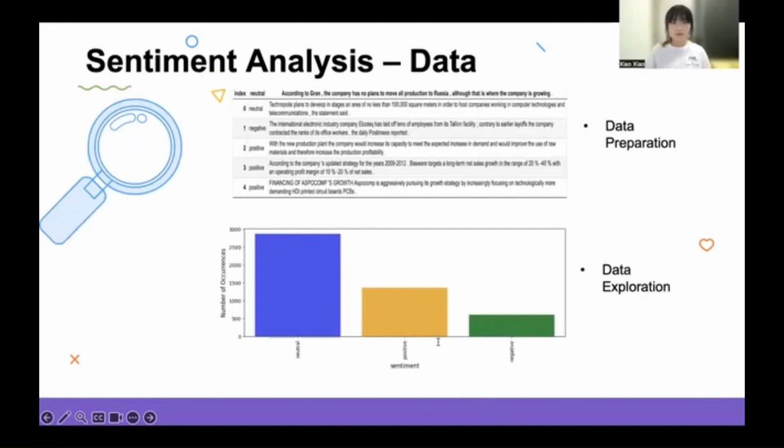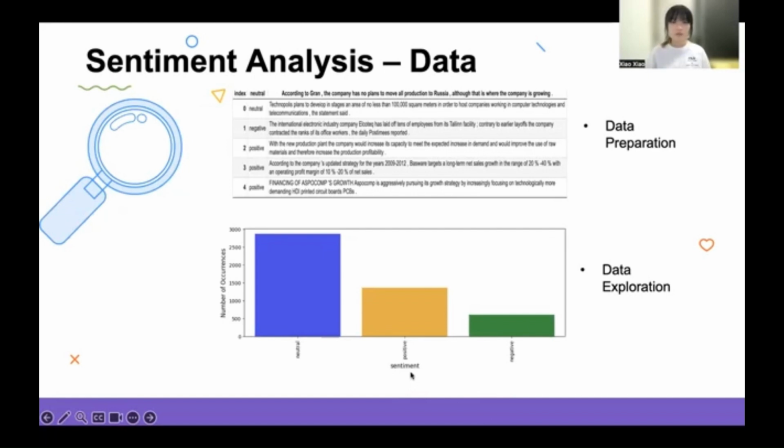Data pre-processing included steps such as removing HTML tags, converting to lowercase, and removing special characters to ensure that the data quality was suitable for subsequent model training.